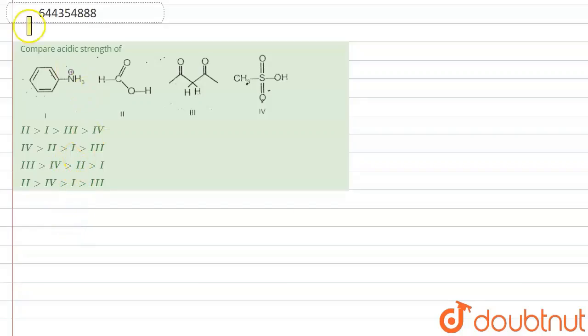Hello everyone, let's start the question. The question says that compare the acidic strength of the following compounds, and here we have been given 4 compounds, right? And we have to choose from the following options.